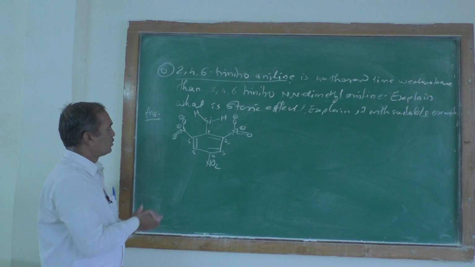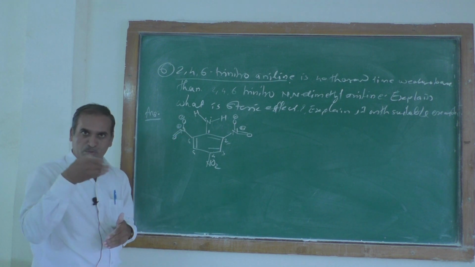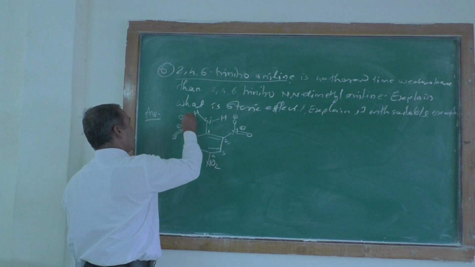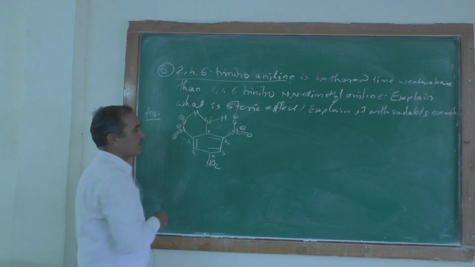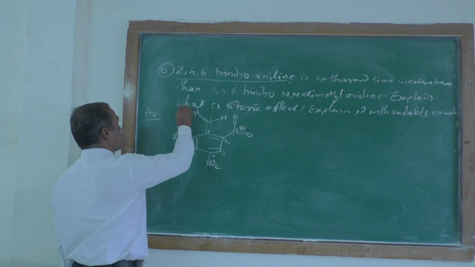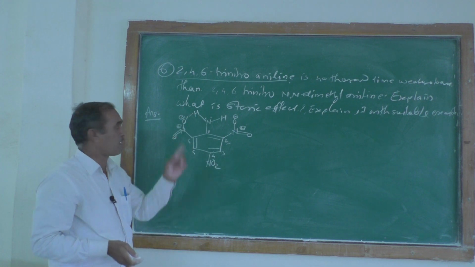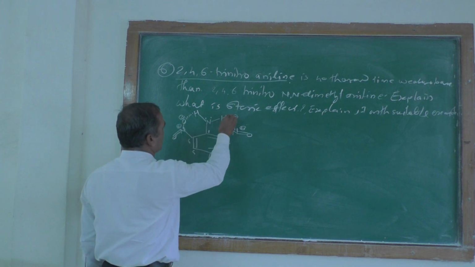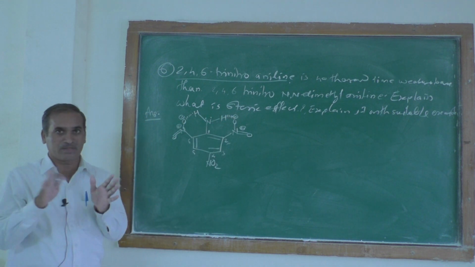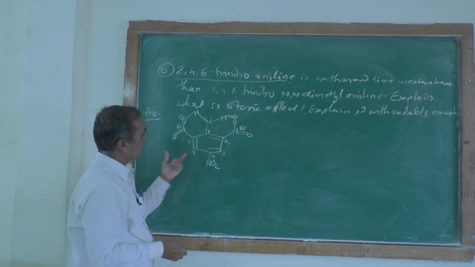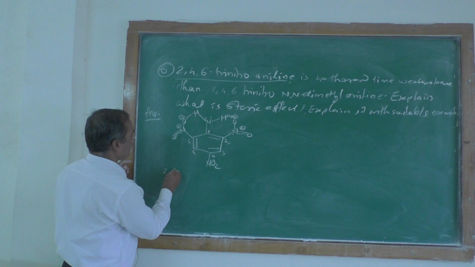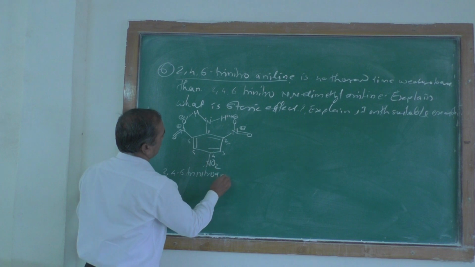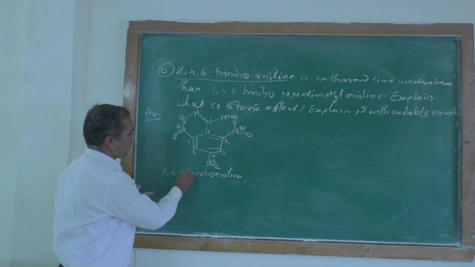Now look here, the hydrogen atom is electropositive in nature, and this oxygen atom is electronegative in nature, and they get associated via intramolecular hydrogen bonding. This intramolecular hydrogen bonding is shown by a dotted line like this, and here also intramolecular hydrogen bonding is present in this compound. This is the structure of 2,4,6-trinitroaniline.